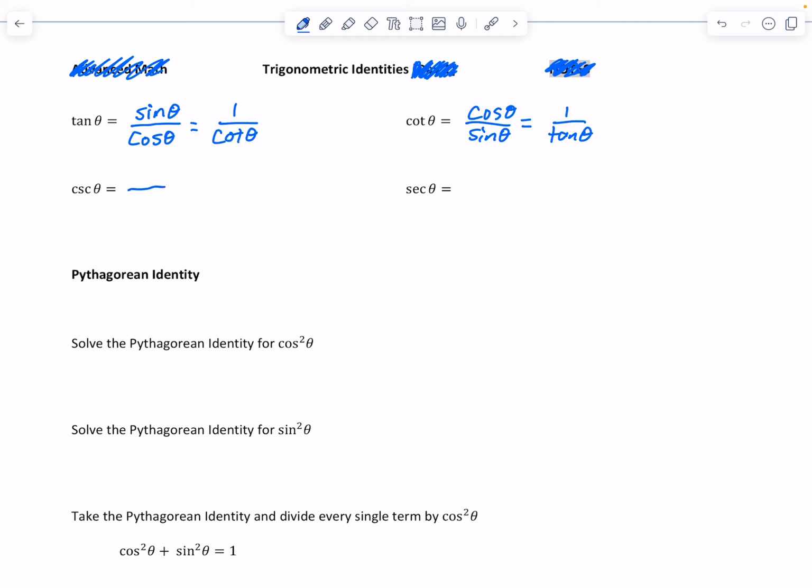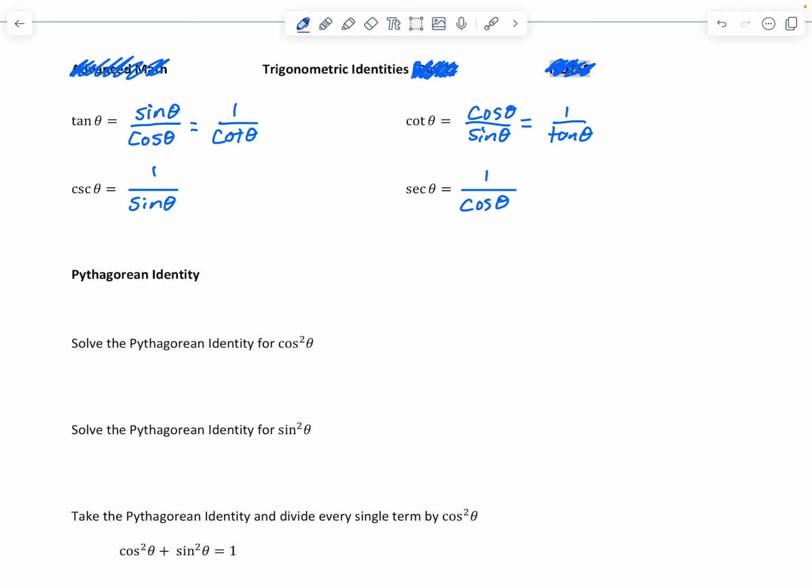Cosecant is 1 over sine theta, and secant is 1 over cosine theta. All right, so just a reminder there, because we're going to use those a lot. Our go-to for a lot of our methods in this will be turning things into sines and cosines, so it is very important that you can do all 4 of those, changing to the sine and cosine.